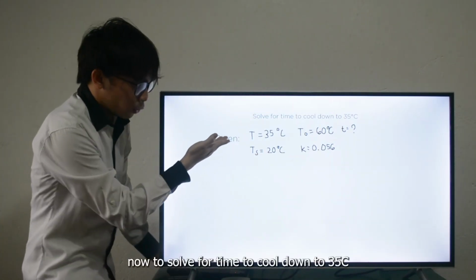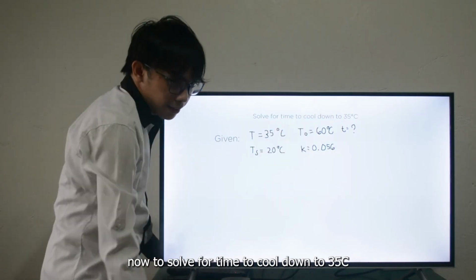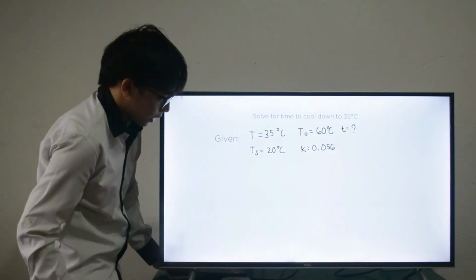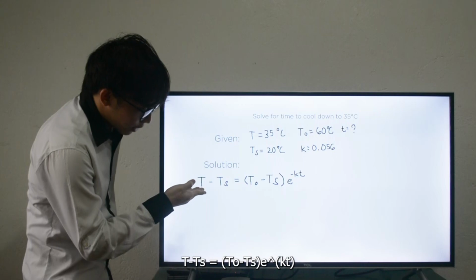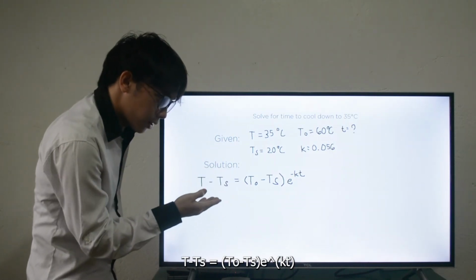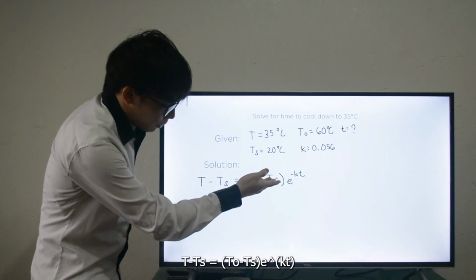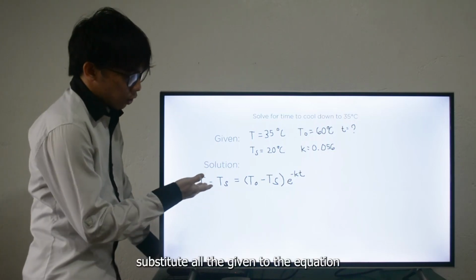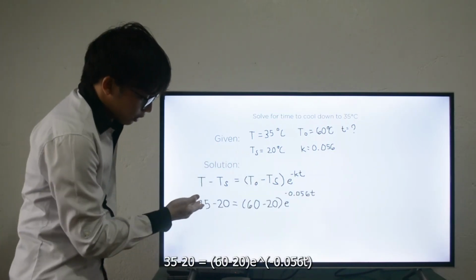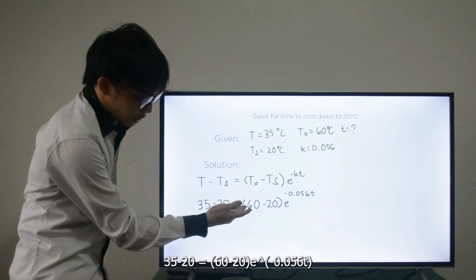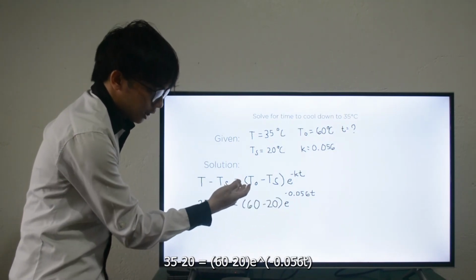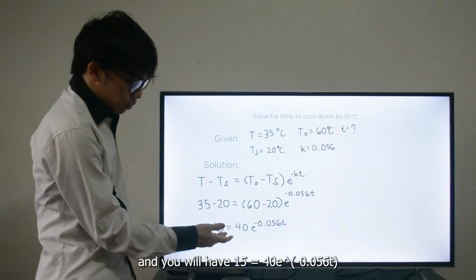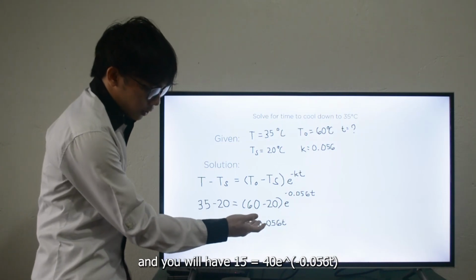Now to solve for the time to cool down to 35 degrees Celsius, we will use the earlier equation from this slide. T minus T sub s equals T sub 0 minus T sub s multiplied by e raised to negative kt. Now, substitute all the given into the equation. You will have 35 minus 20 equals 60 minus 20 multiplied by e raised to negative 0.056t. And you will have 15 equals 40 e raised to negative 0.056t.